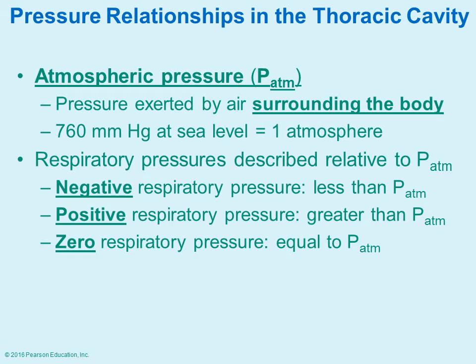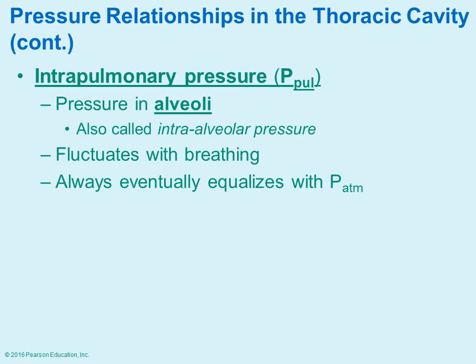So when we're discussing negative or positive respiratory pressures, it's compared to that atmospheric pressure. If it is less than the 760, which is atmospheric, then that's considered negative. If it's greater than the atmospheric pressure, then it's positive. Zero pressure would mean that it's equal to the atmospheric pressure.